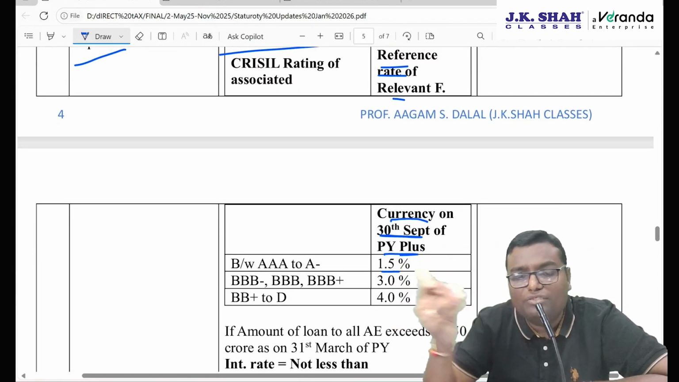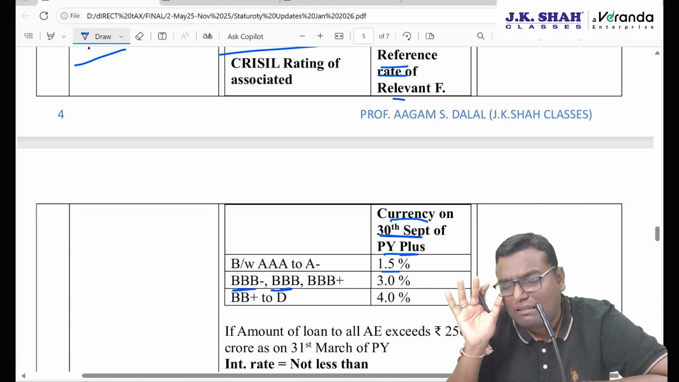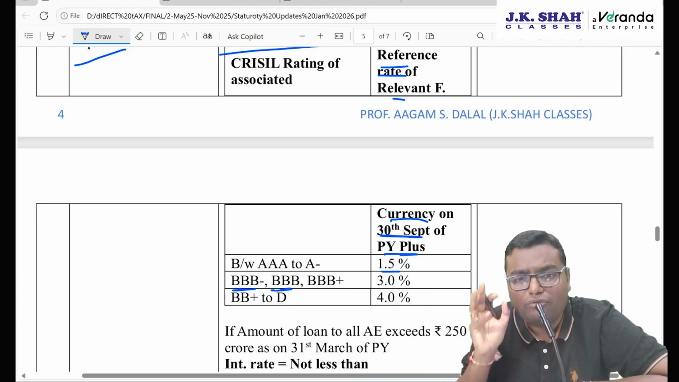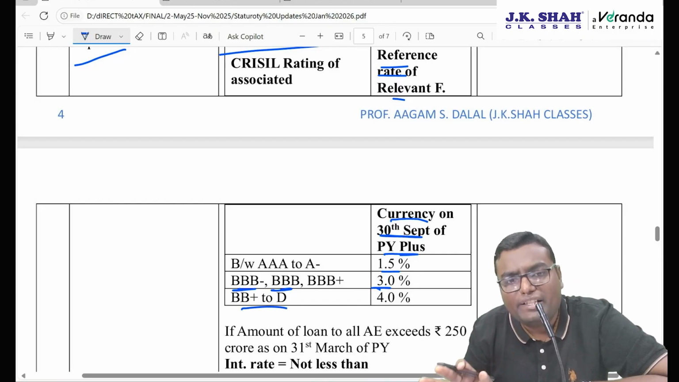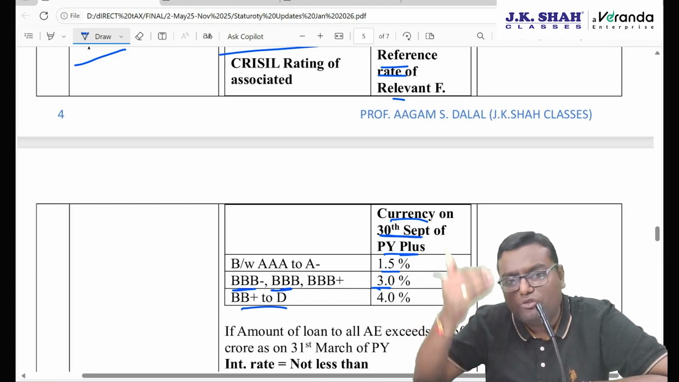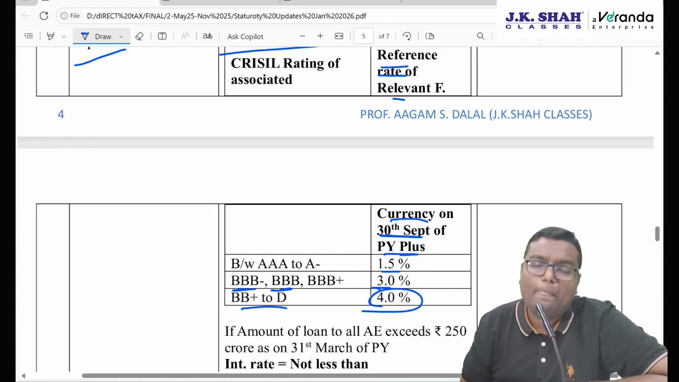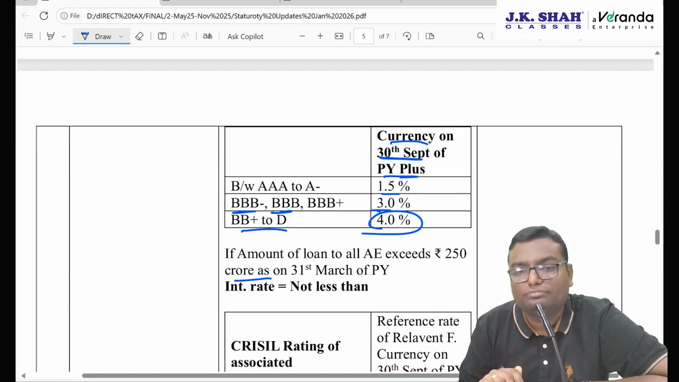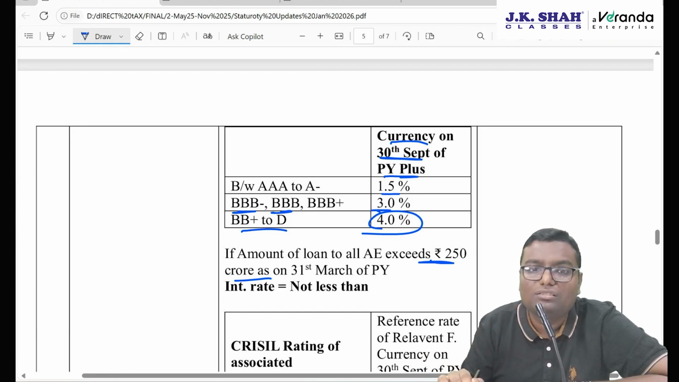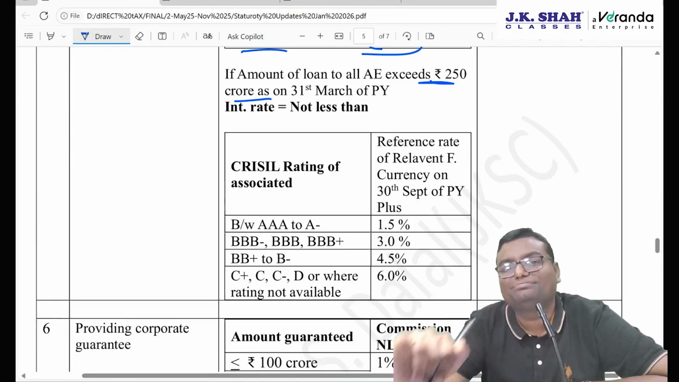Now, if the credit rating of that associated enterprise is BBB minus, BBB or BBB plus, then whatever is the 30th September reference rate of that particular foreign currency, plus 3% you have to charge. And if it is the worst rating, BB plus to D, so instead of 4 categories, here there are only 3 categories, then the addition that you have to do is 4%. If the amount of loan to all the associated enterprises exceeds 250 crore, then the interest additions will be something like this.